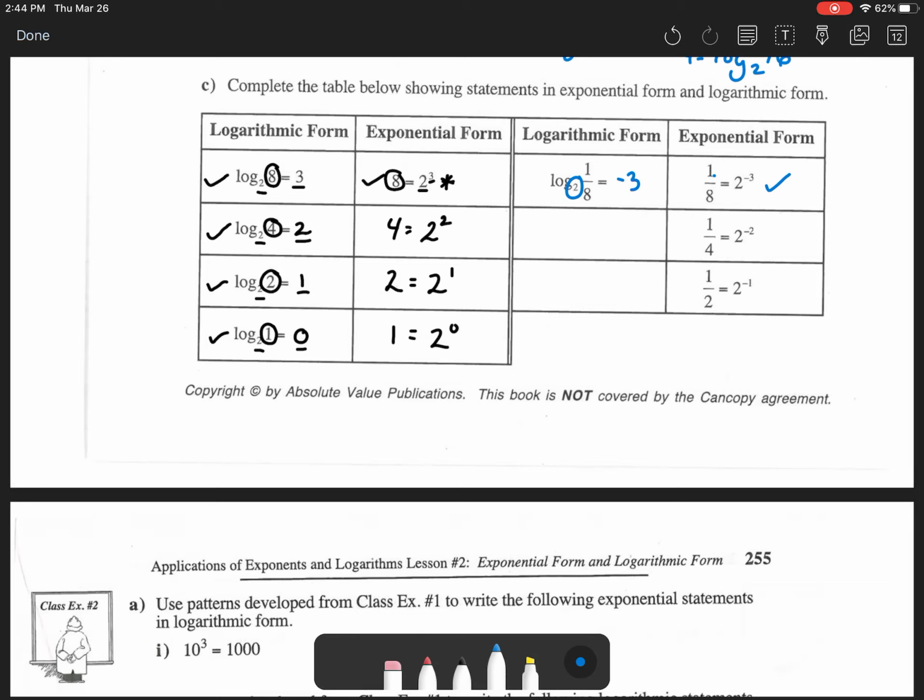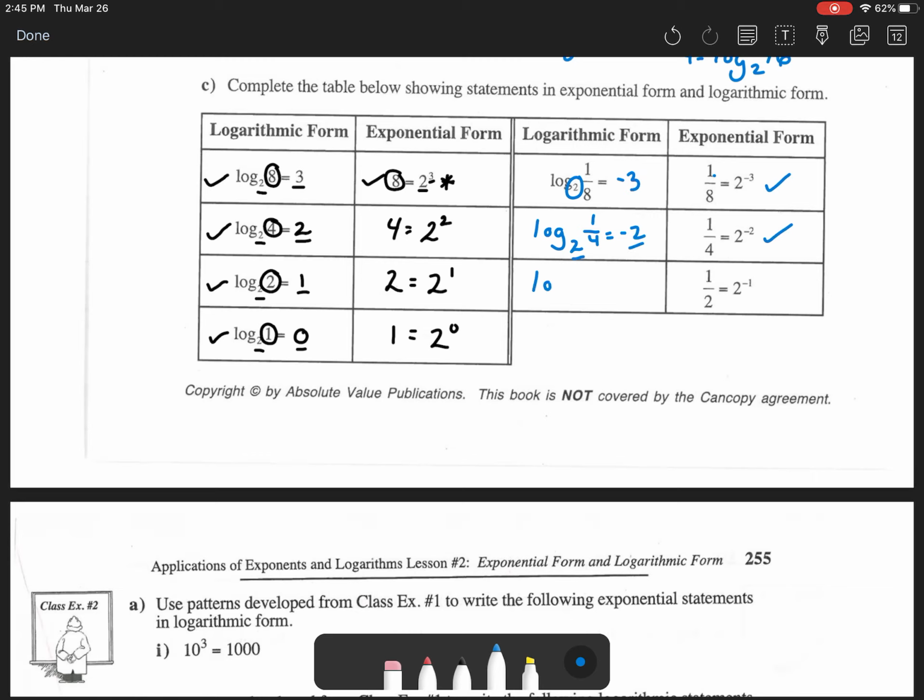And there you go, you're done. Moving on to the next one, 2 to the -2 equals 1 over 4. So that means when I write it out, it's going to be log base what? 2. Okay. It'll give me 1 over 4, and that means I have to raise 2 to the exponent of -2 to get the 1 over 4.